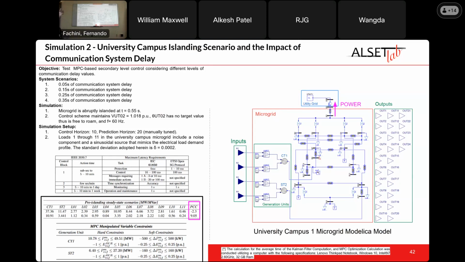In the simulation, I islanded the microgrid at 0.55 seconds. And the control scheme maintains the voltage at the point of coupling, the bus 02, at 1.018 pu. For this particular example, there is no target value for the angle of the bus, and I'll explain why. So it's free to roam, but the frequency has to be at 60 hertz. And for the control setup for this one, I chose a more robust setup. So the control horizon is actually 10, so this will make the update of the manipulated variable slower. But the prediction horizon is still the same, 20. And the loads also include noise and mimic the load demand profile through a sinusoidal source. Again, the same concept, but this time power is actually being injected into the utility before islanding, and then it trips, so the microgrid has to operate islanded. That is the simulation that we're in.